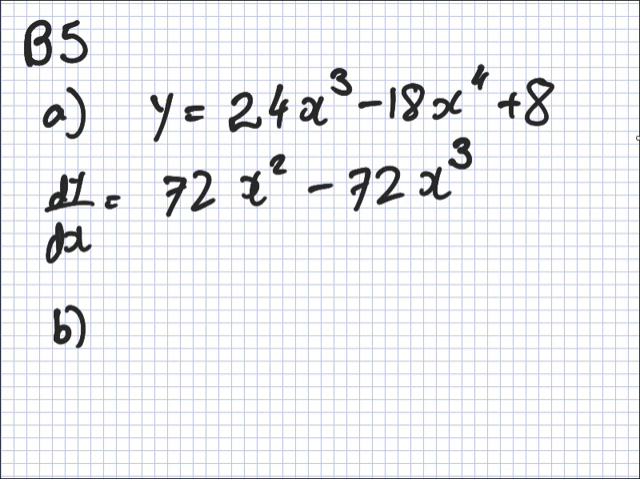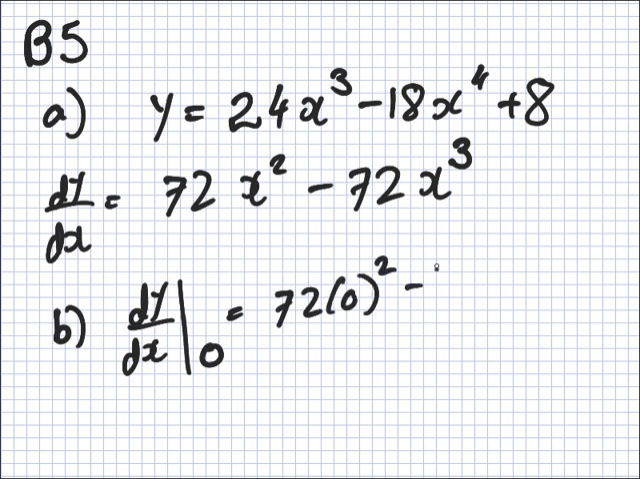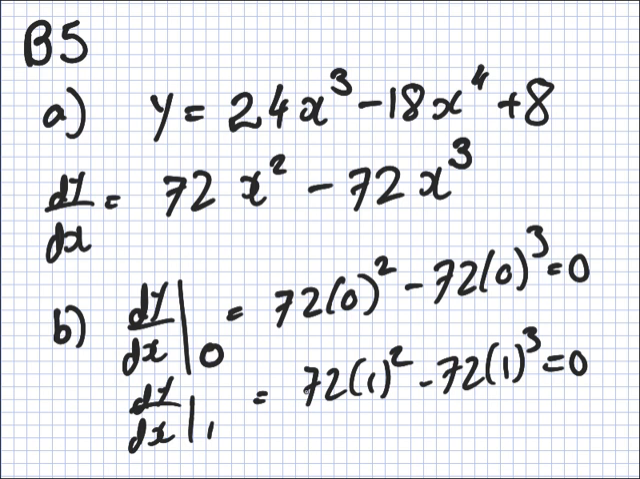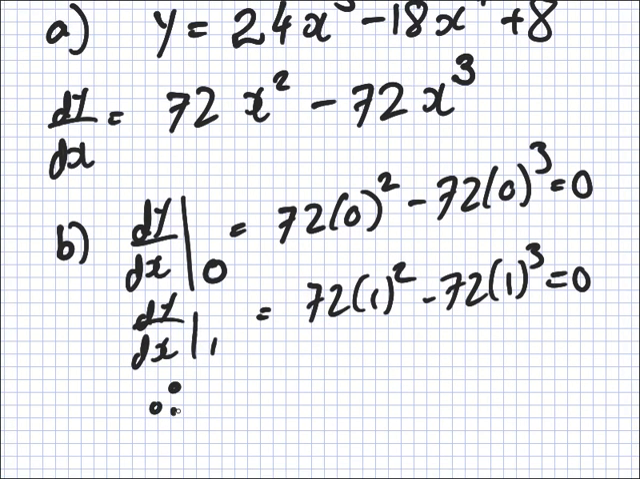Now, part B: show that there are stationary points when x is 0 and 1. So when you calculate dy/dx at 0, you'll get 72 times 0 squared minus 72 times 0 cubed, which is 0. And when you calculate the derivative at 1, that's 72 times 1 squared minus 72 times 1 cubed. That's also 0. So, therefore, stationary points.